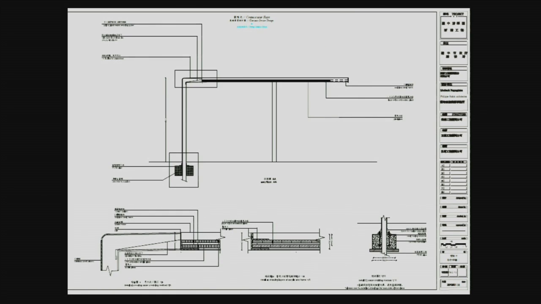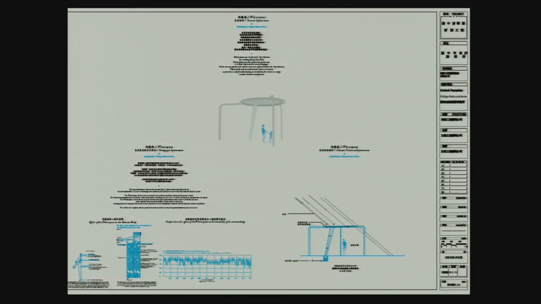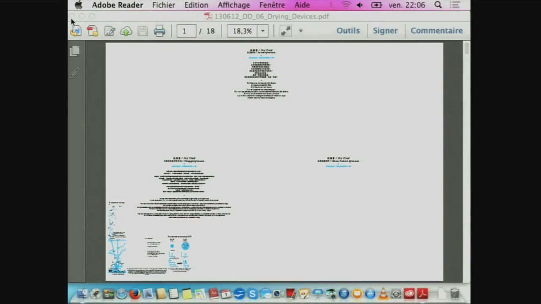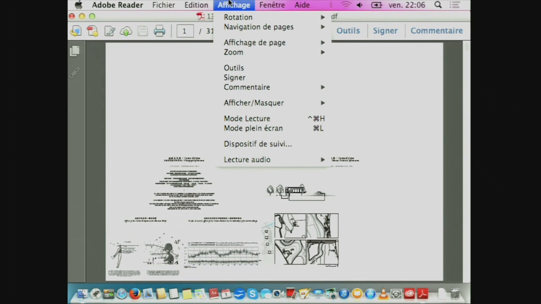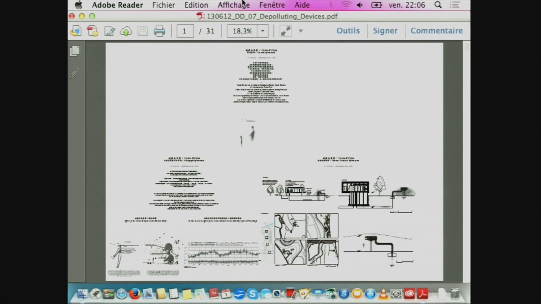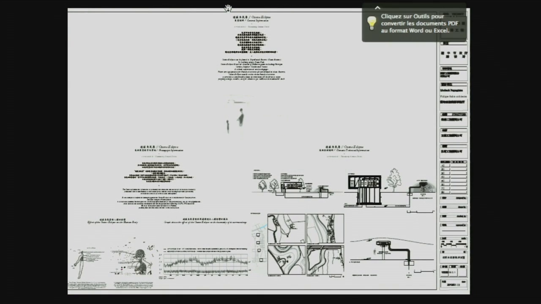This is a flood protection. This is some water protection. And the last devices are the depolluting devices. This is what we call ozone eclipse. We will blow air without gas pollution. There is some filter, and so it will blow some air without pollution.